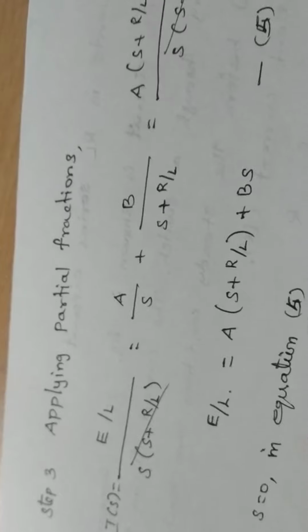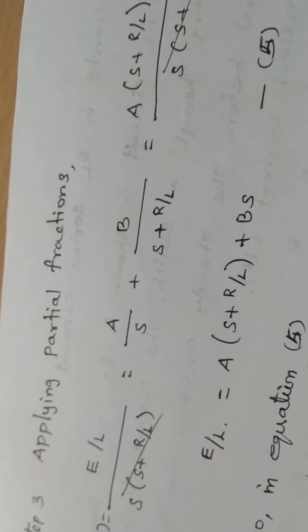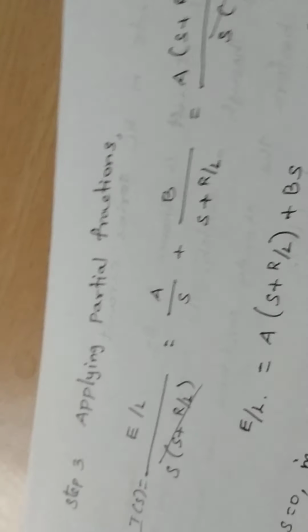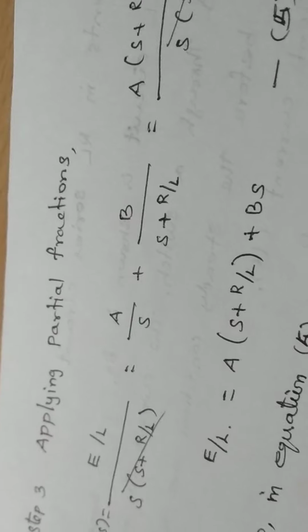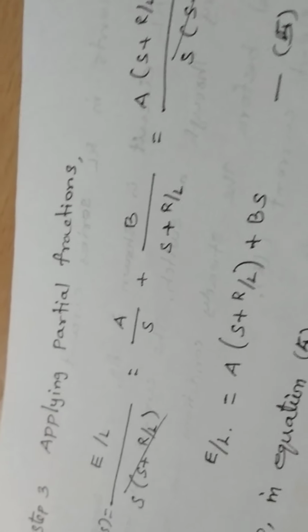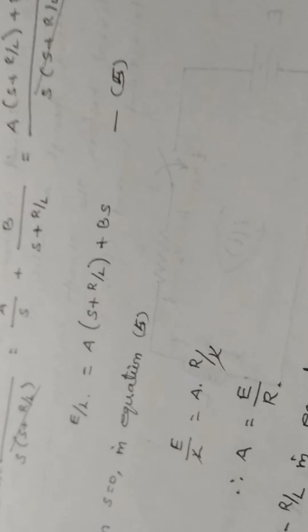Step 3: applying the partial fraction. I(s) is equal to A by s plus B by (s plus R by L). Doing the two parts, E by L is equal to A into (s plus R by L) plus B s, equation 5. Substituting s equal to 0 in equation 5, E by L is equal to A into R by L, that is, A is equal to E by R.